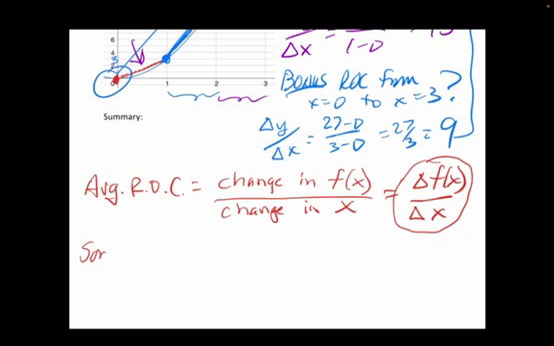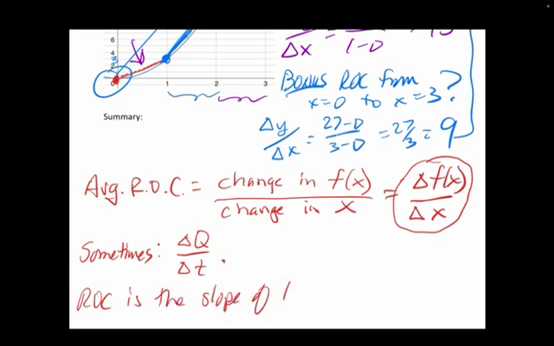And sometimes you're going to see, kind of in pre-cal, they like to do delta of some quantity compared to the delta in the time. A lot of times there's something changing over time, and so a lot of times you'll see that symbolism, but it's really the same thing. It's the change in the outputs over the change in the inputs. We also learned that the rate of change is really essentially the slope of the line segment between those 2 points.